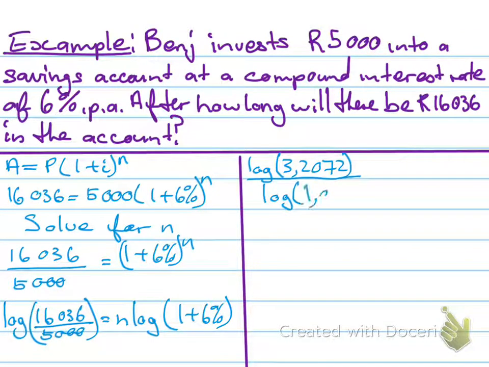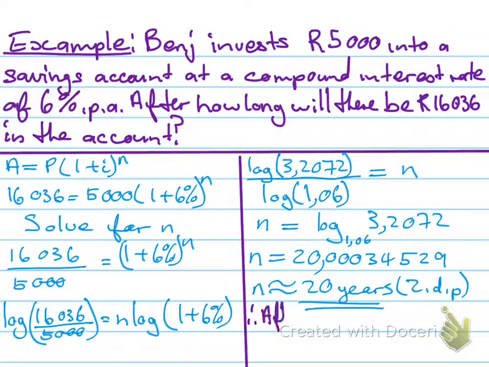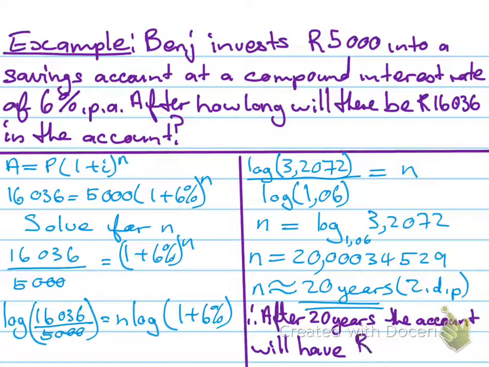You do not round off during calculations. Very important. The moment you round off, your answer is wrong. You only round off at the end. So it will take approximately 20 years for 5,000 to grow to an amount of 16,036 at an interest rate of 6% per year. So remember, you don't round off during calculations; you only round off at the end. This is approximately 20 years to 2 decimal places.